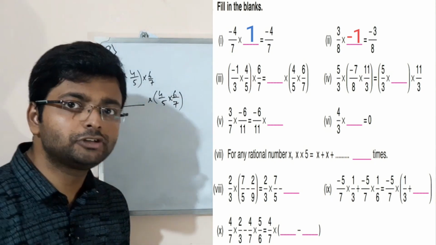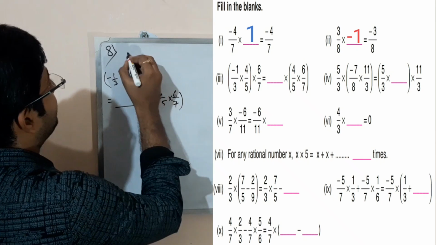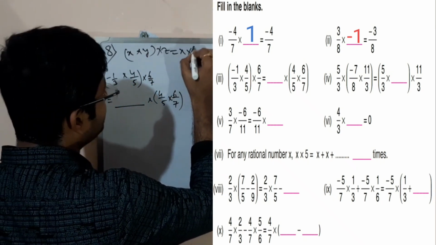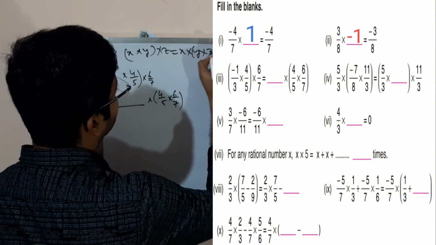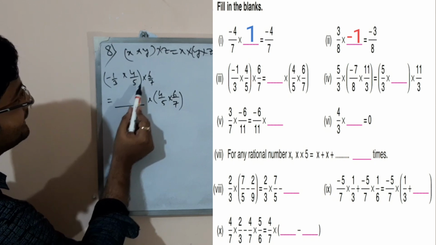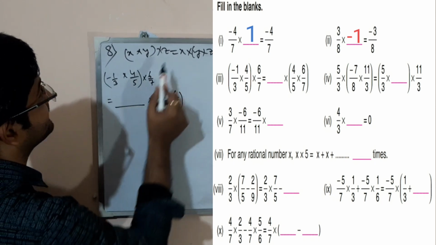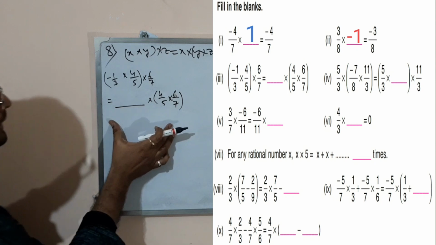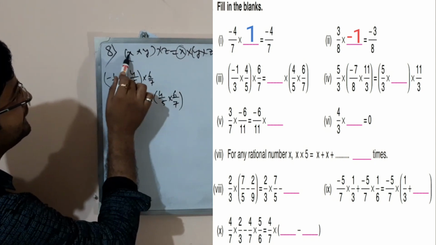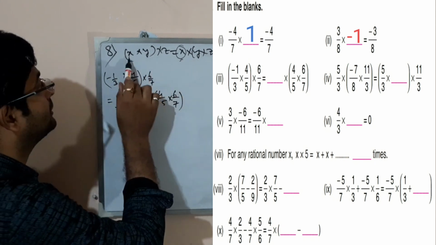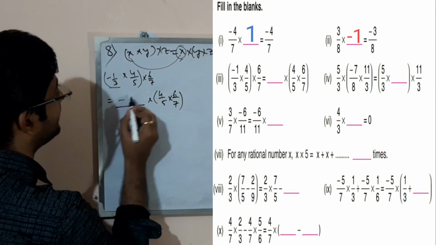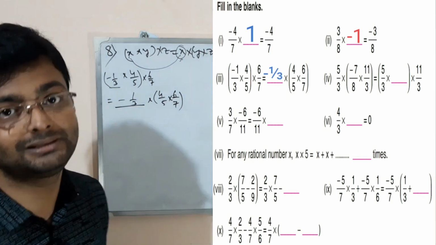Do you remember the associative law, that x into y within bracket into z equals x into bracket y into z? Here also it is the same thing: the first two numbers within bracket into the next number. On the right hand side I have to find the value, where x is missing. So the first number is x, that is 1 by minus 1 by 3, so I have to write minus 1 by 3.